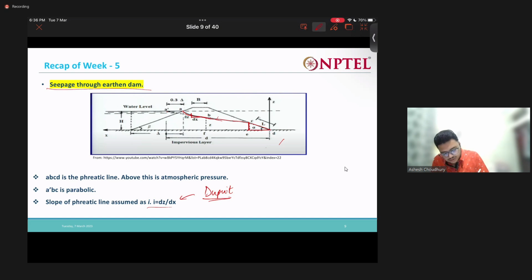Now my area. So what is my q value? The q is nothing but k i into area. Here i is dz by dx, and k let us keep as k. And what is my area? Area is nothing but this height into unit length we are taking, so we are just considering this element. This area is actually L sine alpha into 1, where L is this length.